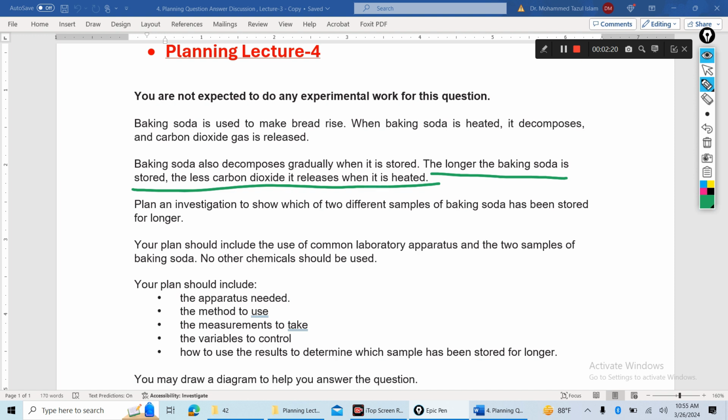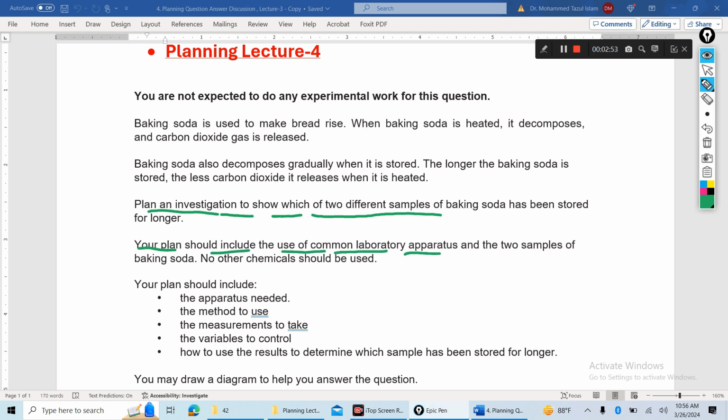Now, plan an investigation to show which of the two different samples of baking soda has been stored for longer. Among two samples, which one is stored for a longer time? Your plan should include the use of common lab apparatus and two samples of the baking soda. You are given two samples of baking soda. No other chemicals should be used.